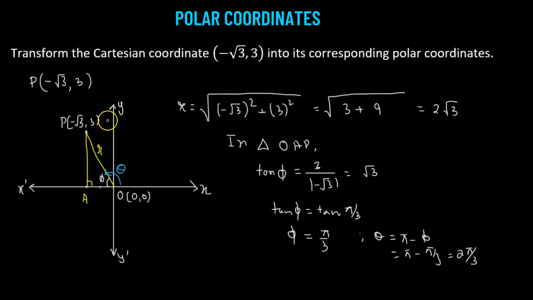Therefore, the coordinate of this particular point P in its polar form will be the radius, which is 2√3, comma, the angle theta. So theta corresponds to 2π/3 radians.